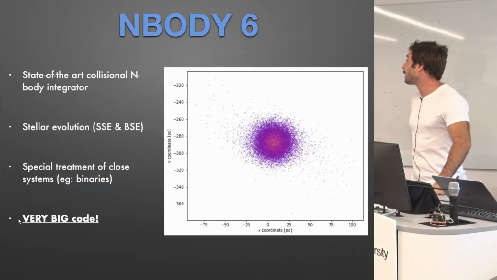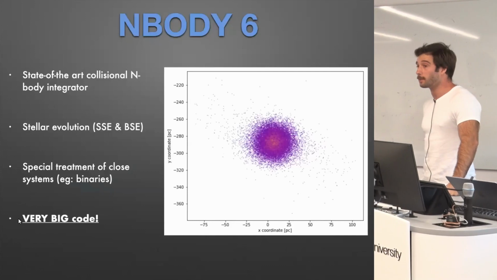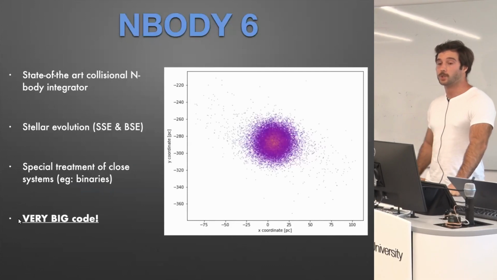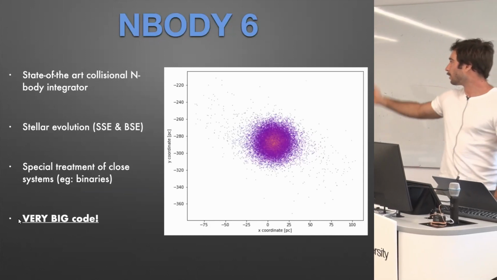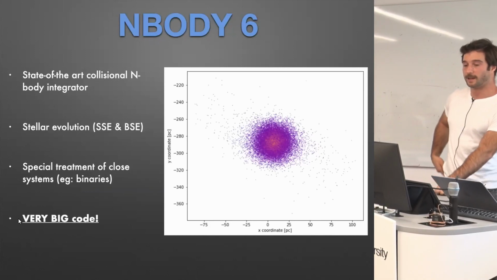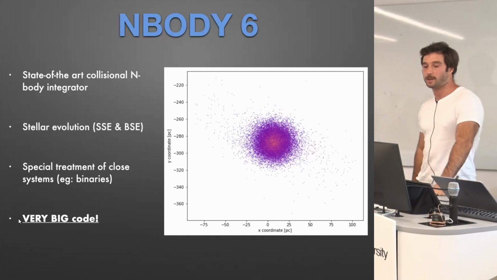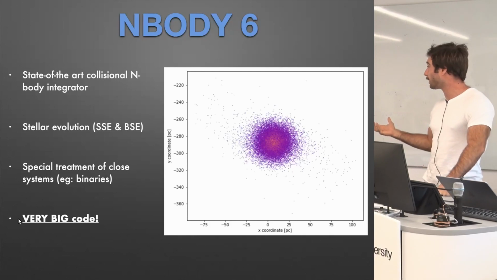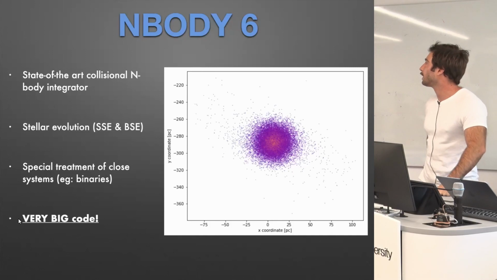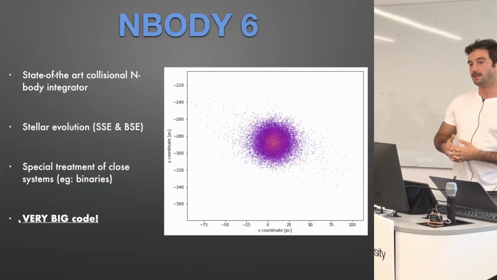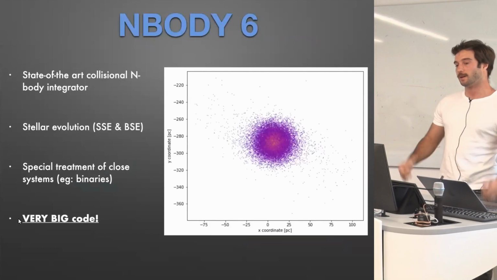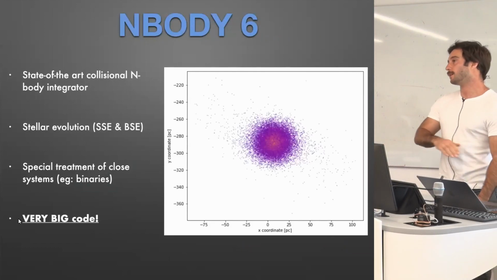So the way that I and a lot of other people simulate globular clusters to learn more about them is through an N-body code called NBODY6. You see here on the right a 2D slice showing, I think, 100,000 particles using NBODY6. And NBODY6 is a state-of-the-art N-body integrator. It's been built over decades.